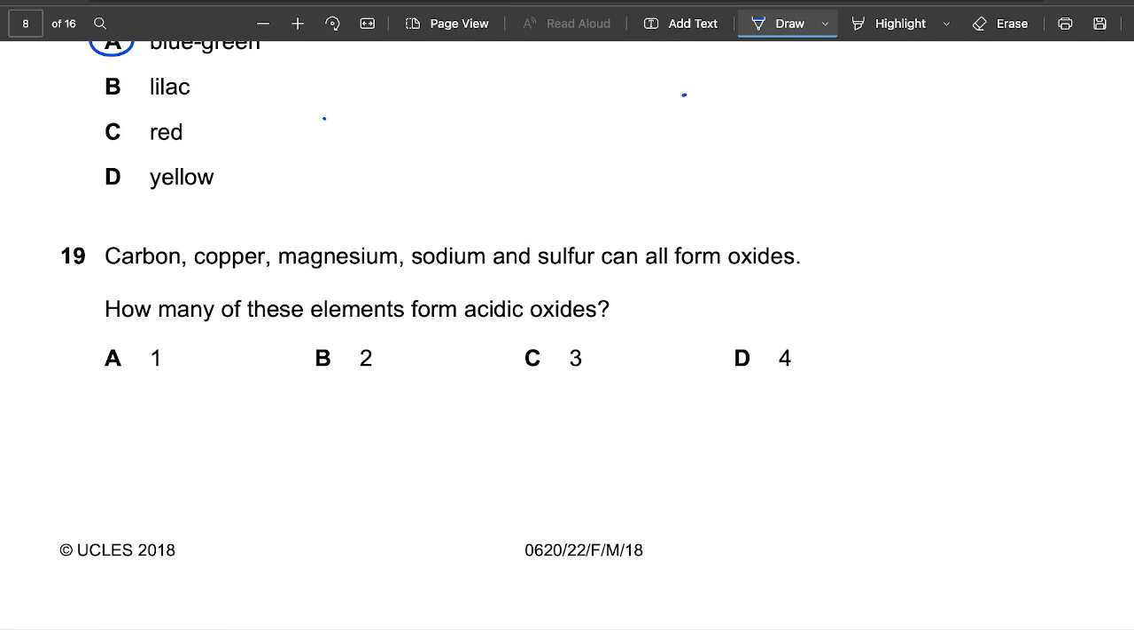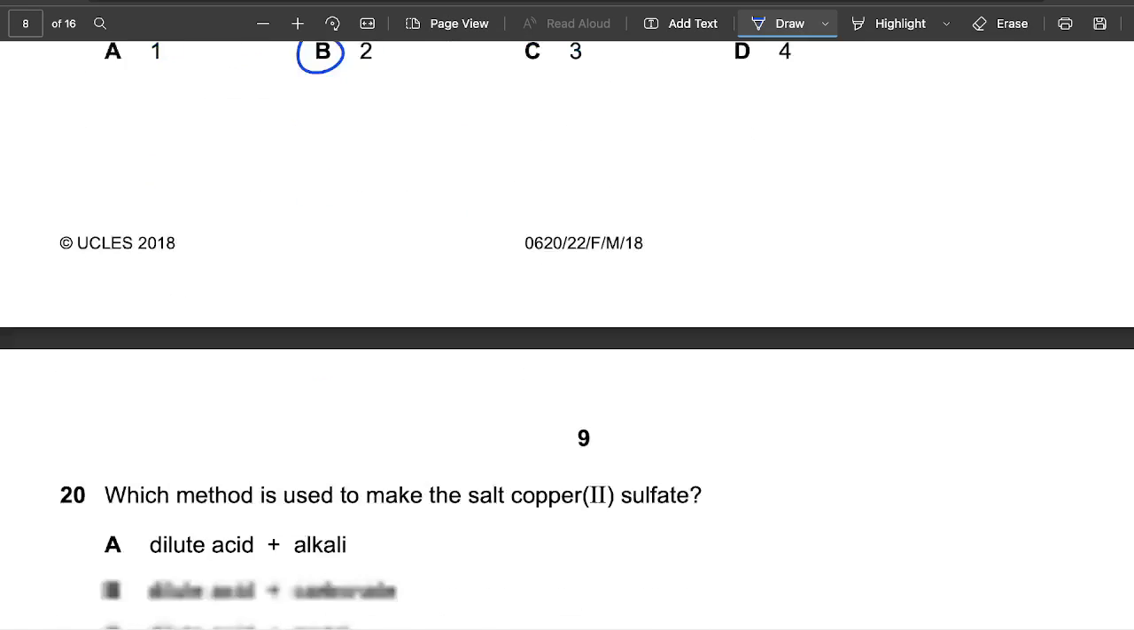Carbon, copper, magnesium, sodium, sulfur can all form oxides. How many of these elements are acidic oxides? Okay, what forms an acidic oxide? Sodium, no. Magnesium, no. Sulfur, yes. Copper, no. Carbon, yes. Because these are non-metals, they form acidic oxides. Hence how many? 2. Yeah, 2. Copper, magnesium, sodium, they all form basic oxides. So 19 is B.